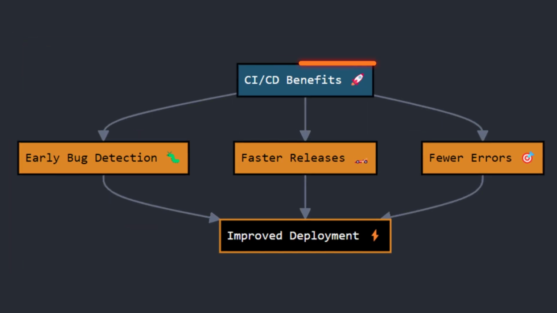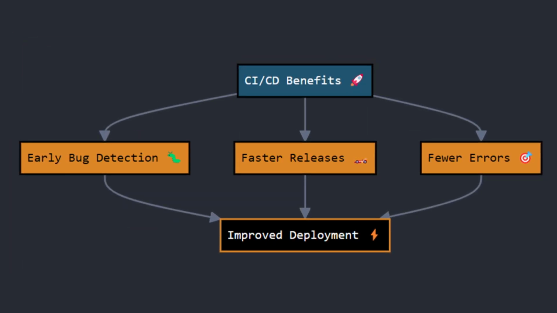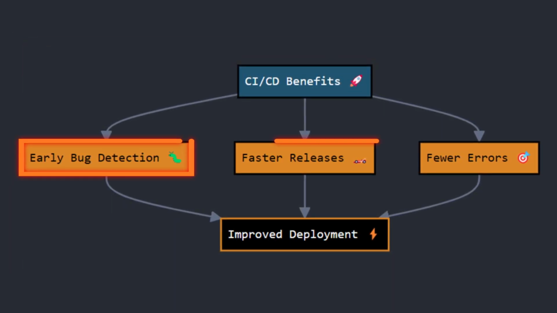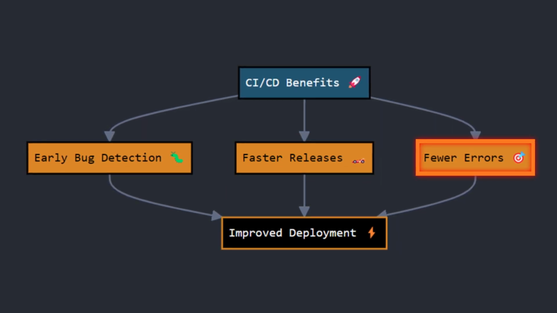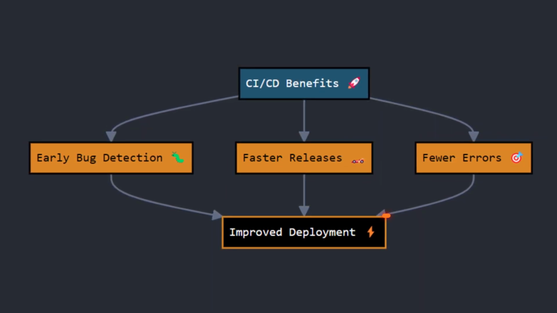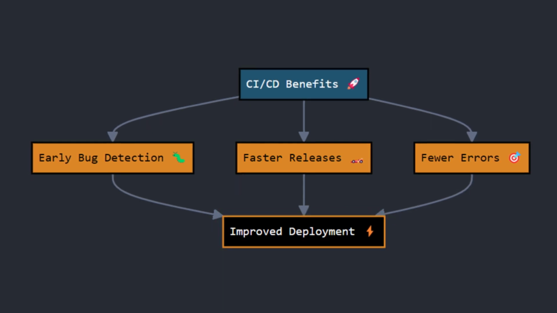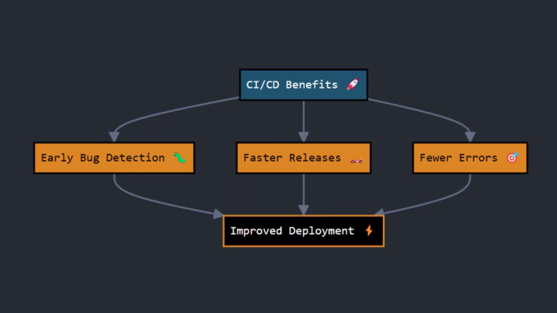The benefits of CI/CD are huge. It catches bugs early, enables faster and more frequent releases, and reduces manual errors. Companies using CI/CD often see deployment time slashed from days to minutes and a significant reduction in post-release bugs.